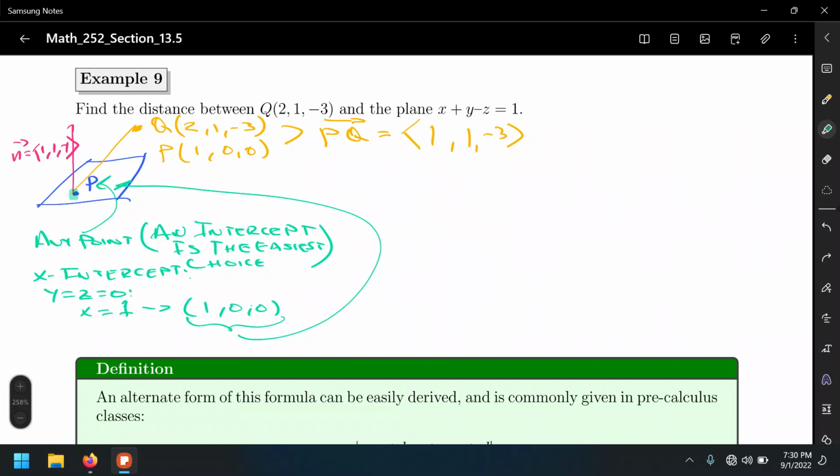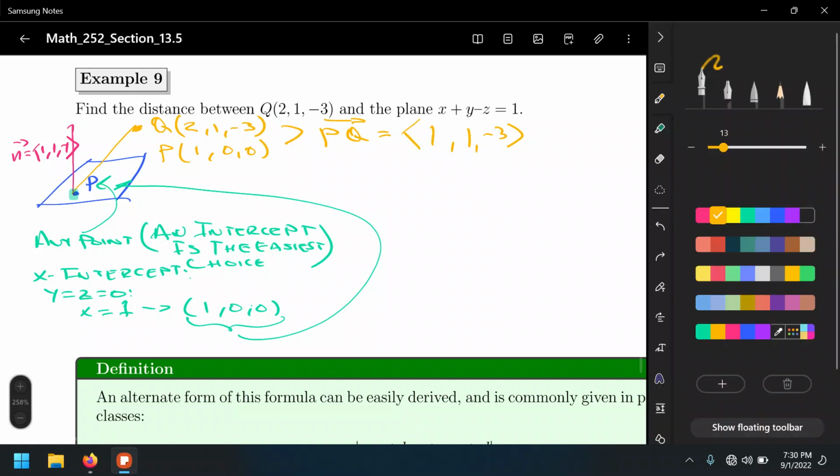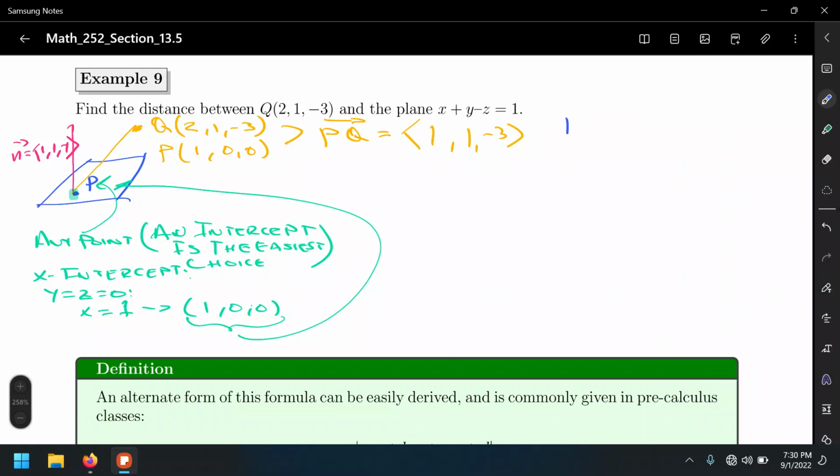So number one, how about we find the dot product first separately. PQ dotted with the normal vector. PQ is 1, 1, negative 3, and the normal vector is 1, 1, negative 1. Those are the coefficients of the plane again, right? We call them the coefficients of the plane. Those are the components of the vector that is normal to that plane. So that's 1 times 1, which is 1. 1 times 1, which is another 1, and negative 3 times negative 1, that's plus 3. And that's going to be 5. The dot product is going to be 5.